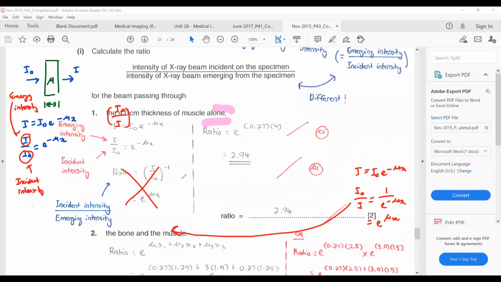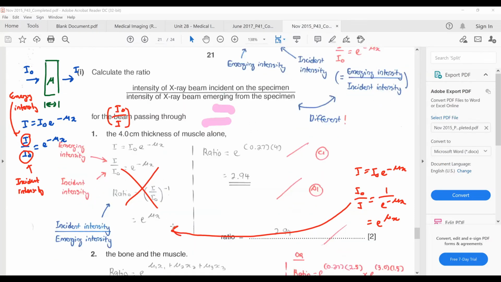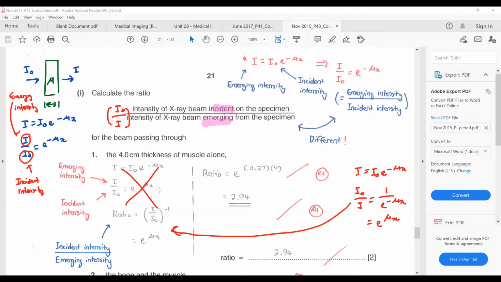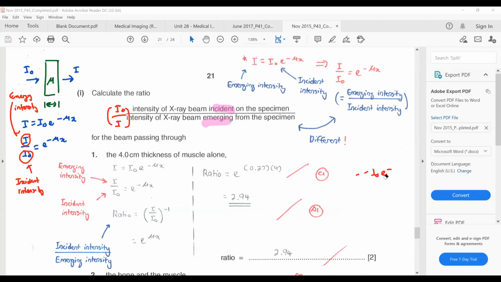Okay, then after that they ask, what about the ratio of the intensities through bone and muscle? Now this one here is a bit different from the others because this one has two different mediums combined together. When you have two different mediums combined together, there's one thing that I didn't say last week. What happens if you have 2 or 3 mediums combined together as your X-ray passes through? This one is just a single medium. The example that you have seen is for only a single medium, like this one. What if you have multiple mediums?